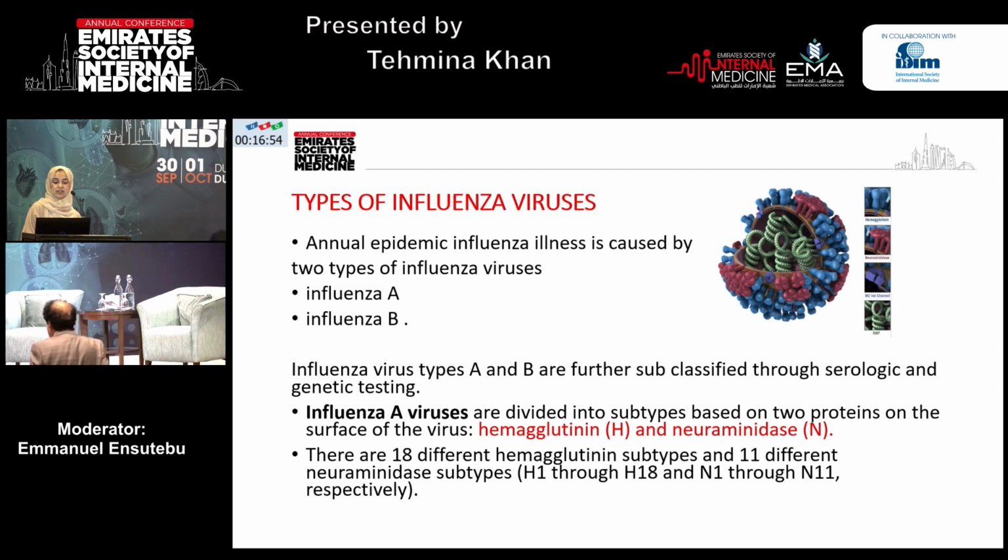Influenza A viruses are divided into subtypes based on the two proteins on the surface of the virus, which are called the hemagglutinin and the neuraminidase proteins, and there are 18 different hemagglutinin subtypes and 11 different neuraminidase subtypes, H1 through H18 and N1 through N11, and that's primarily the influenza A subtyping. You can see the graph here that these subtypes are further subclassified into different clades and subclades, and influenza B is divided into two lineages, the Victoria lineage and the Yamagata.